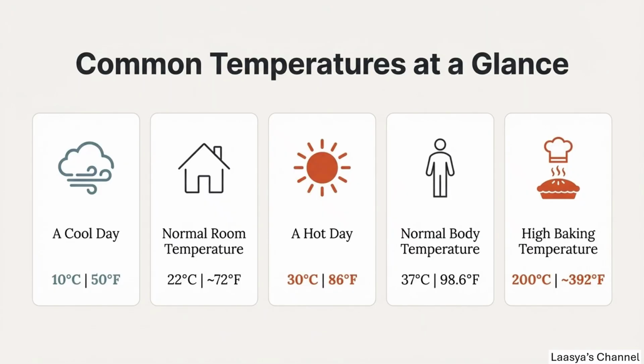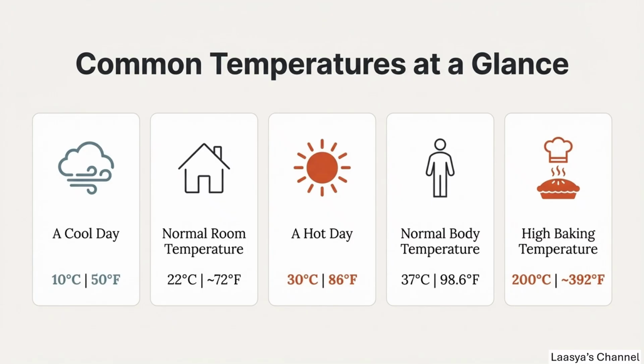Next, common temperatures at a glance. See, a cool day. A cool day means the temperature will be 10 degrees Celsius. In Fahrenheit, 50 degree Fahrenheit. Next, normal room temperature. Normal room temperature will be always 22 degrees Celsius. In Fahrenheit, 72 degree Fahrenheit.